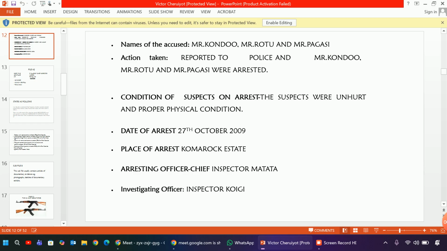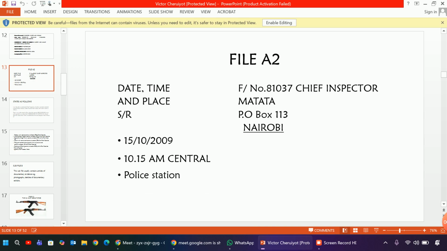Now, the next slide, that will form subfile A2. This is the amendment. This is the further report, which was received by the Chief Inspector Matata. And you find that in this subfile 2, it has the date, time, and place. The date is 15 October, the time is 10:15 a.m., and the place is Central Police Station. Next.